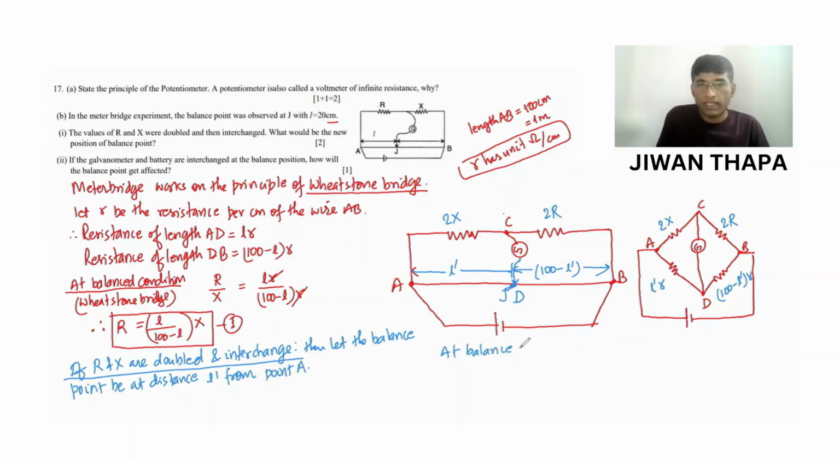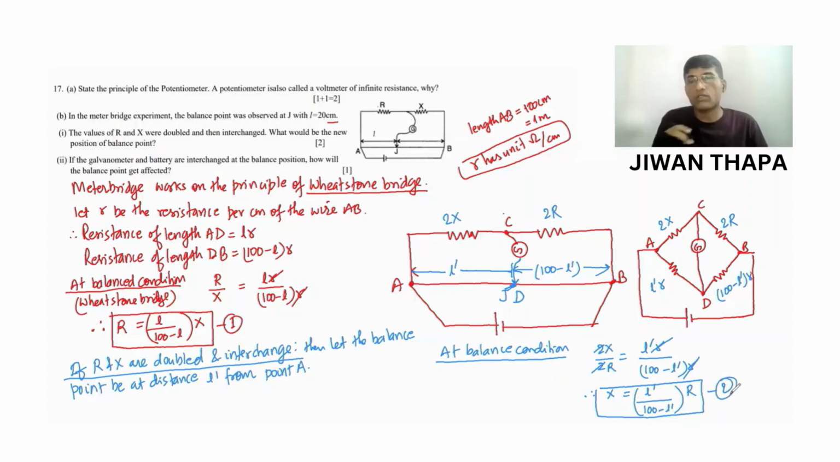Now at balanced condition, we get the ratio twice X by twice R equals the ratio L dash R by 100 minus L dash times R. So this R and R cancels out, 2 cancels out. Therefore, we can write X equals L dash by 100 minus L dash, and we have R. So we get this. Let us call it equation 2.